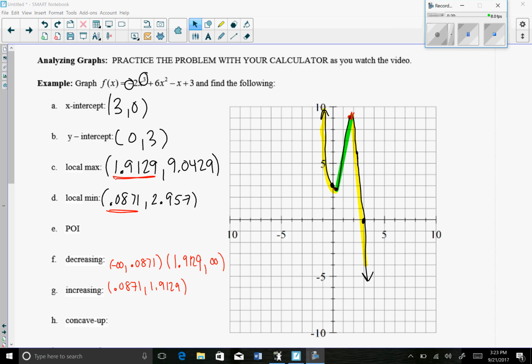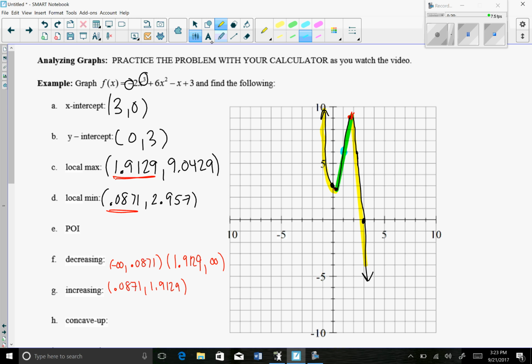The next thing I can find in my graph is my point of inflection, because that helps me find my places where I have my concavity. So I'm going to pick a different color, my highlighter here. To find the point of inflection, it's going to be somewhere in between your max and your min value. So probably somewhere around here, it looks like to me.